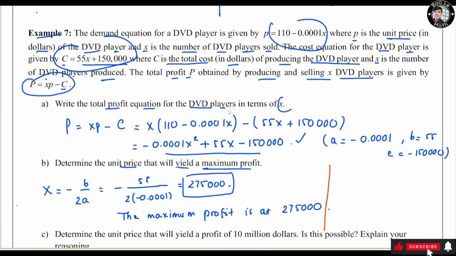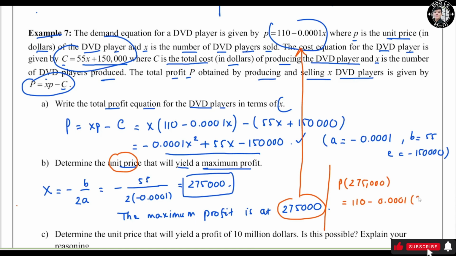Now, if you use a calculator, the answer must be 275,000, right? Now, to find the unit price, we're going to substitute this value into the equation right here, right? So we have little p of 275,000. It's going to be 110 subtract 0.0001 times 275,000, right? So your answer must be $82.5.